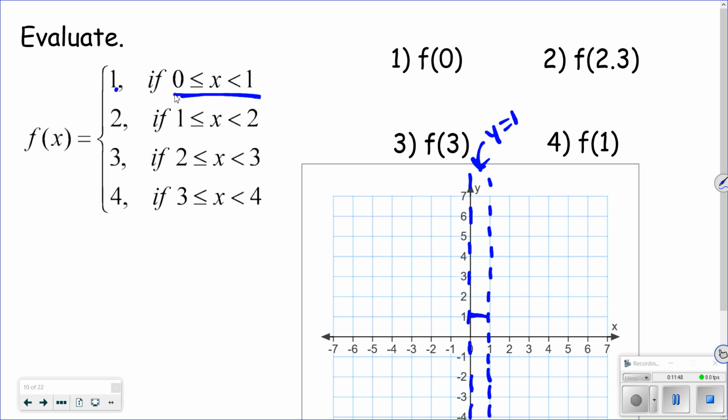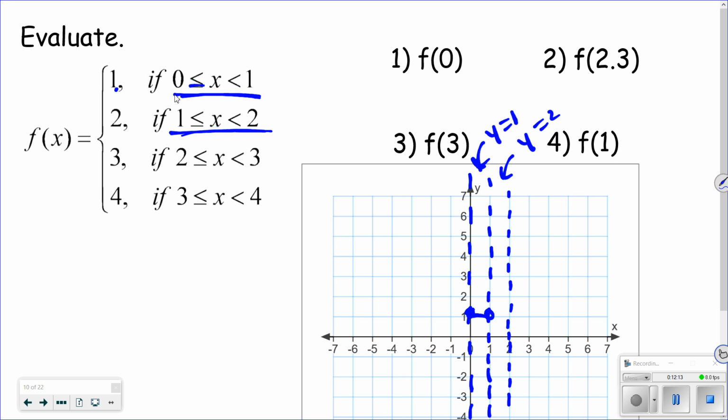And now I have to decide if the dots were open or closed. So if you notice, with 0, it's got an equal sign. So that's a closed dot. At 1, there's no equal sign, so it's an open dot. So it's an open dot right there. Okay, my next one is between 1 and 2. So we're going between 1 and 2. Those are my boundaries. And between there, my equation is y equals 2.